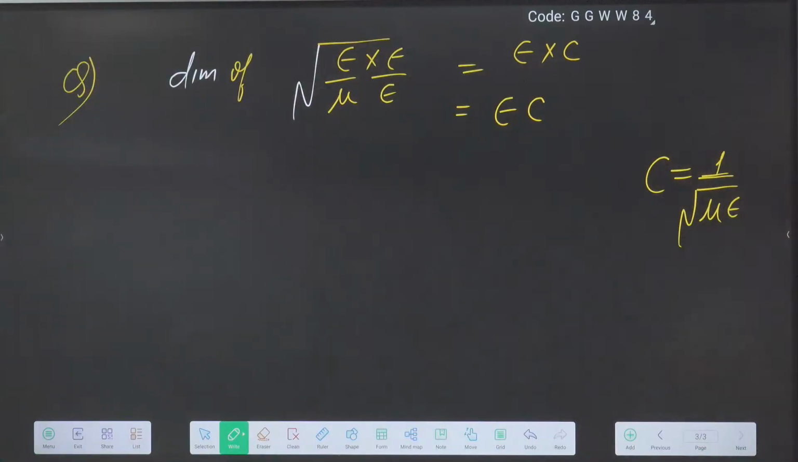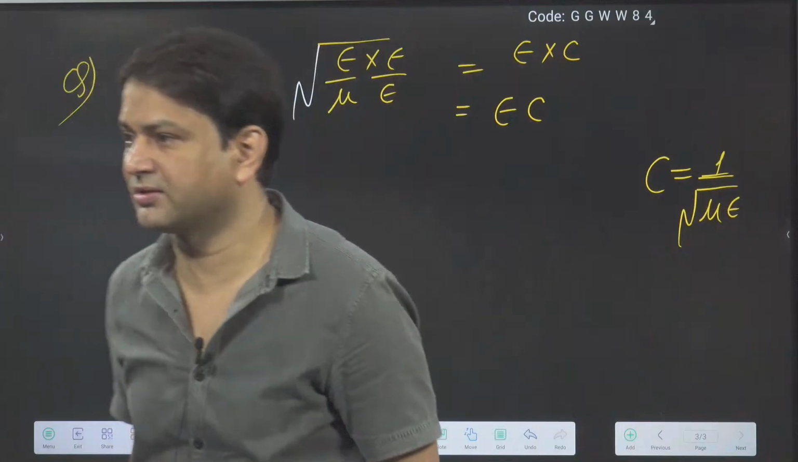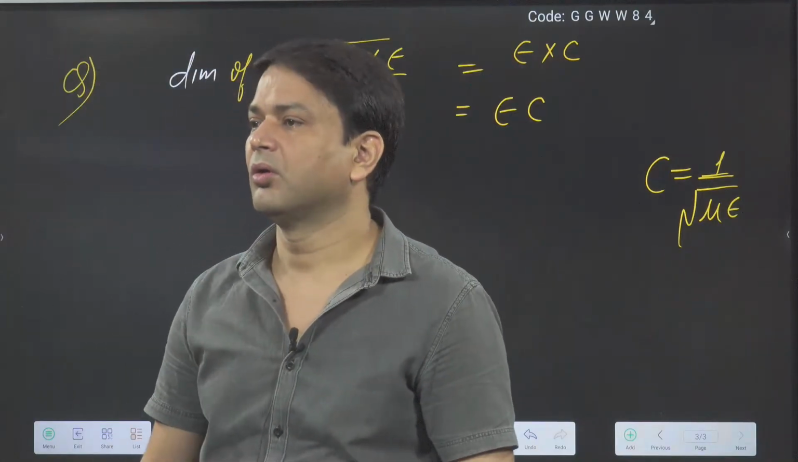Completed? Now after that you will find that the epsilon dimension is already written, and the C dimension is LT minus 1.